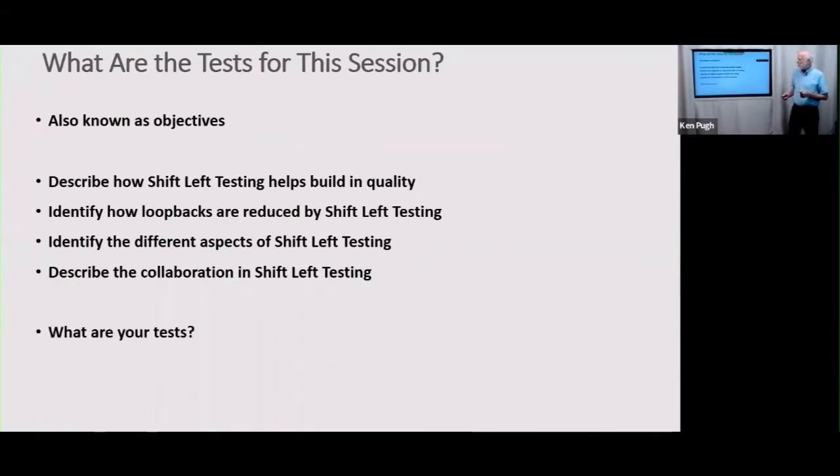So, do you have any tests? You can put them in the chat, and then we'll check at the end to see if we passed your test, which I won't even know about, which is really shift right testing. But put some tests in the chat and we'll see whether we covered them or not.